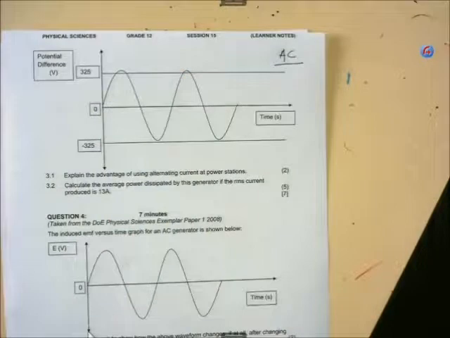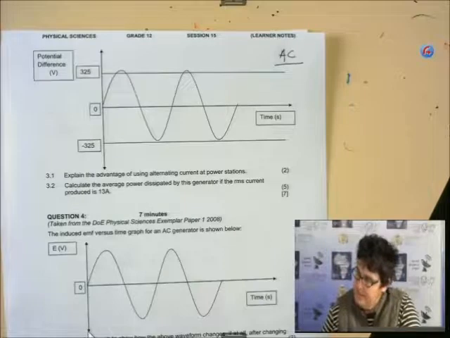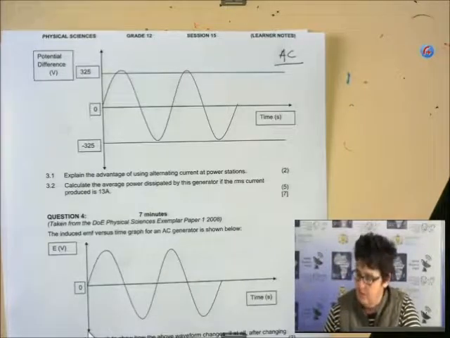Right, now they say to us, and please people, this you must learn, please, please. They ask this every year. And then people don't learn it, and it's 2 marks definite. Okay? They say to us, explain the advantage of using alternating current in power stations.